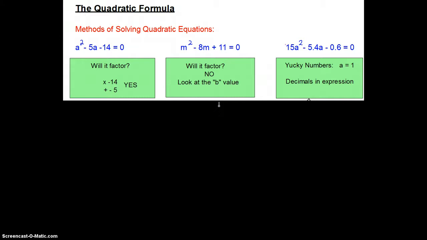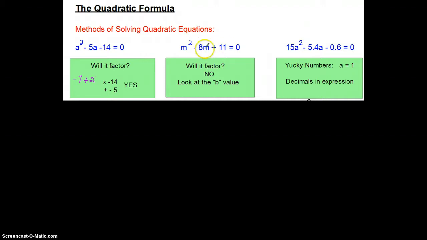I'm going to ask myself these questions. Firstly, will it factor? So I'm looking here at two numbers that multiply and give negative 14, add to give negative 5. Yes, absolutely. We definitely have two numbers there. We have negative 7 and plus 2. So we can definitely factor that. And that's going to be always the quickest and easiest if we can.